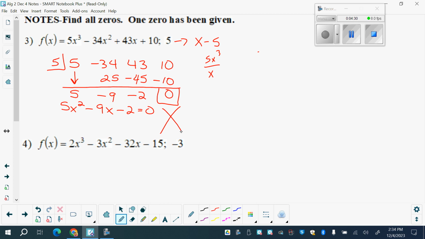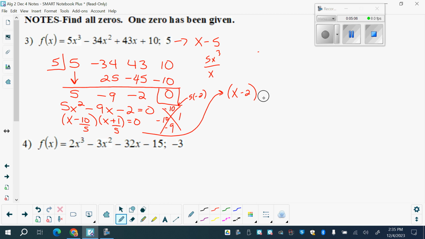So what multiplies to negative 10 that adds to negative 9? What works there? Yep. So we get x minus 10, x plus 1. What next? Divide by 5. It's easy to forget that. Divide by 5, and we would get x minus 2 times 5x plus 1.